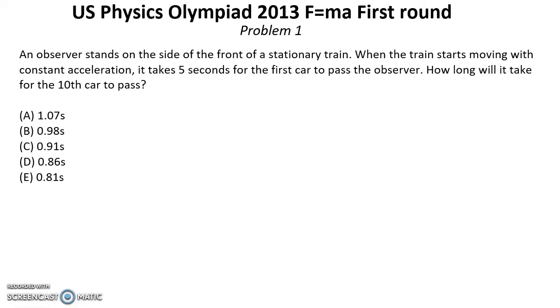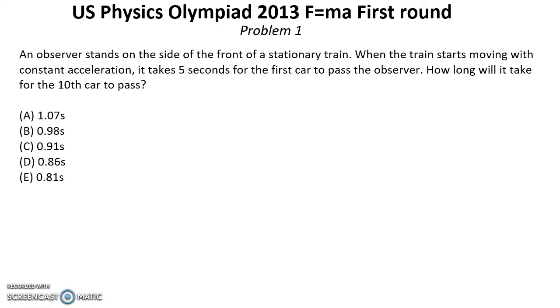Problem number 1. An observer stands on the side of the front of a stationary train. When the train starts moving with a constant acceleration, it takes 5 seconds for the first car to pass the observer. How long will it take for the 10th car to pass?